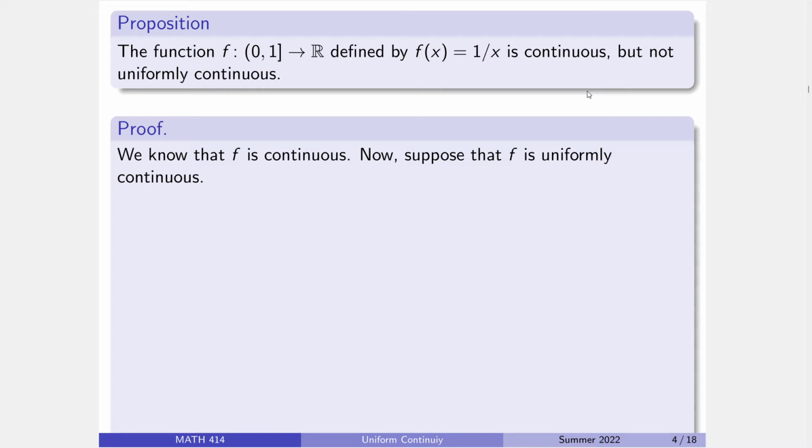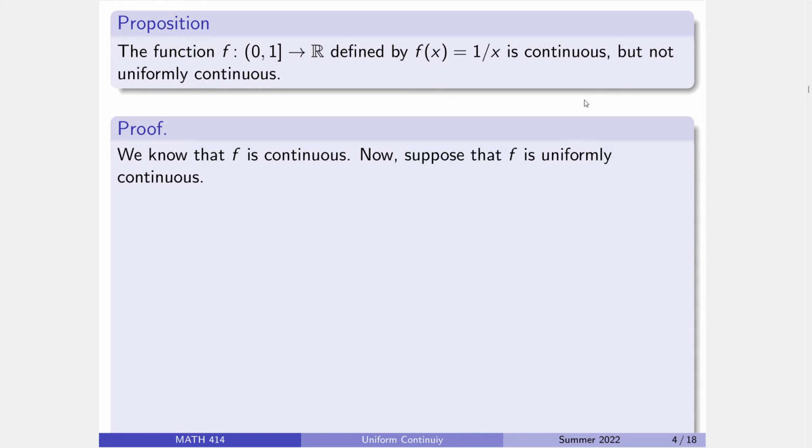Okay. So, given an epsilon, to ensure that the outputs are within epsilon, there's no way that we can have a delta that works for every possible input, because there are very close inputs, like 1 over a billion and 1 over 1 quadrillion, or something like that, where those numbers are very close, but the outputs are massively apart from each other. So the continuity is there, but it's highly dependent upon the elements of the domain.